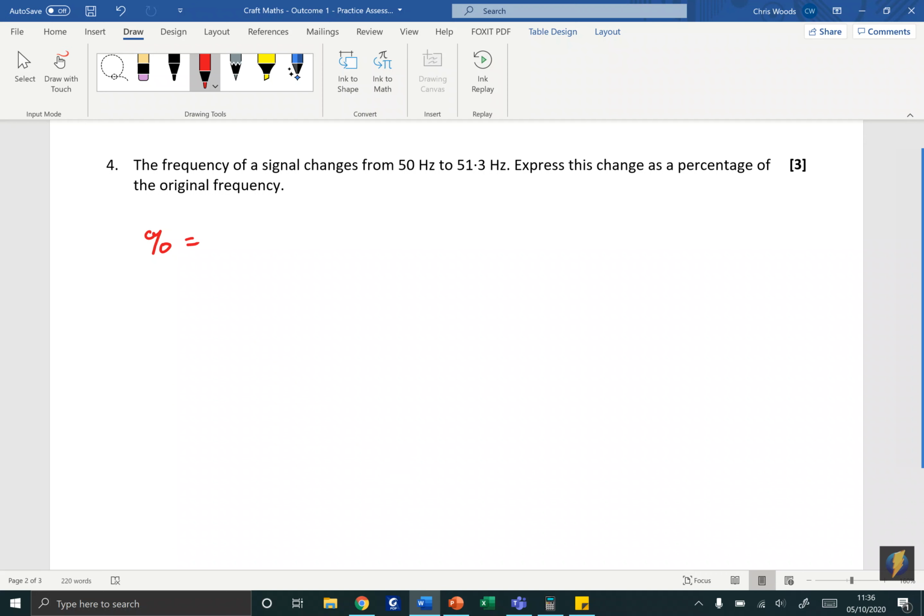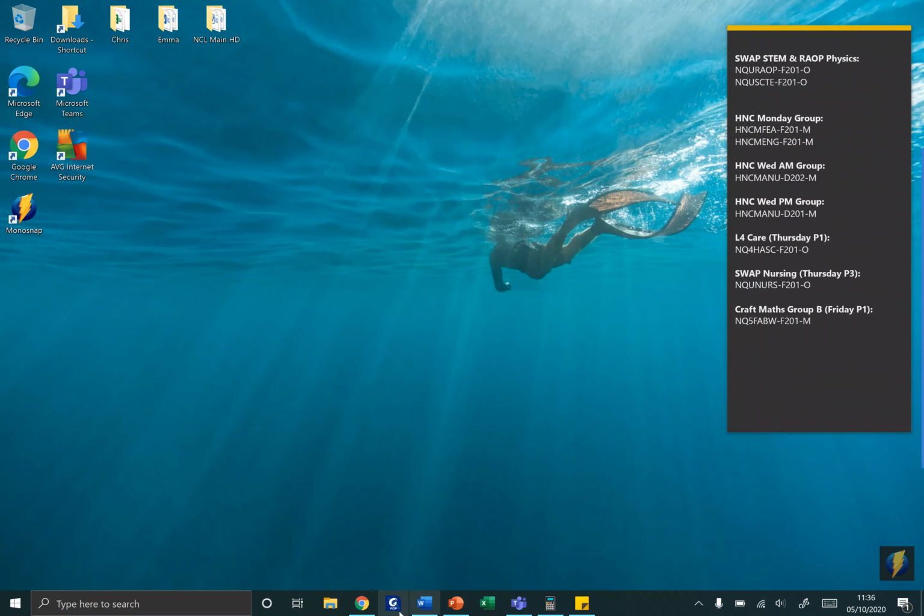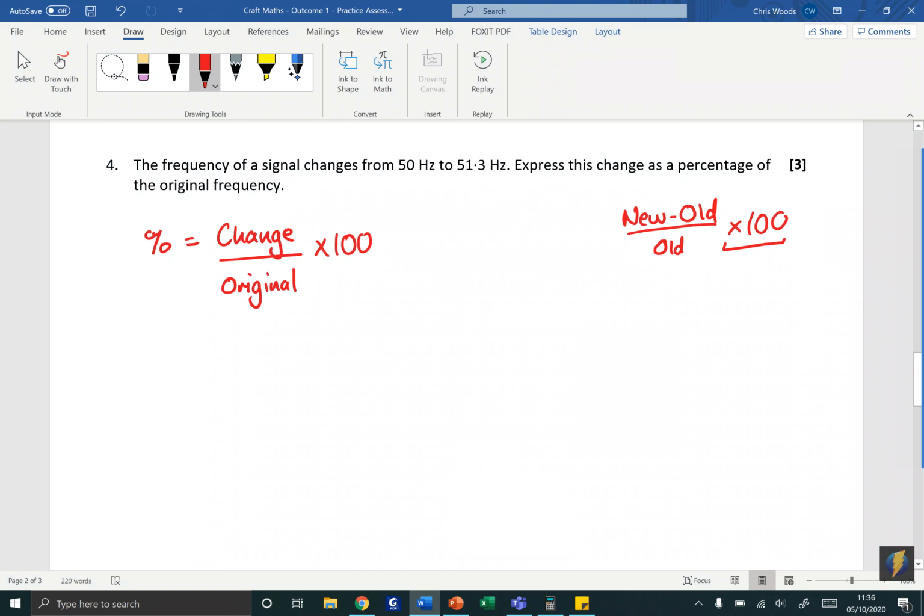Okay, so there's a couple of ways you can look at this, and people do think about this differently. I think about it as the change over the original. Some people talk about it as new minus the old, over the old, that sort of thing. The most important bit is that you multiply your answer by 100. Multiply by 100 because that is going to change it into percent for you. Okay, so the change over the original times 100.